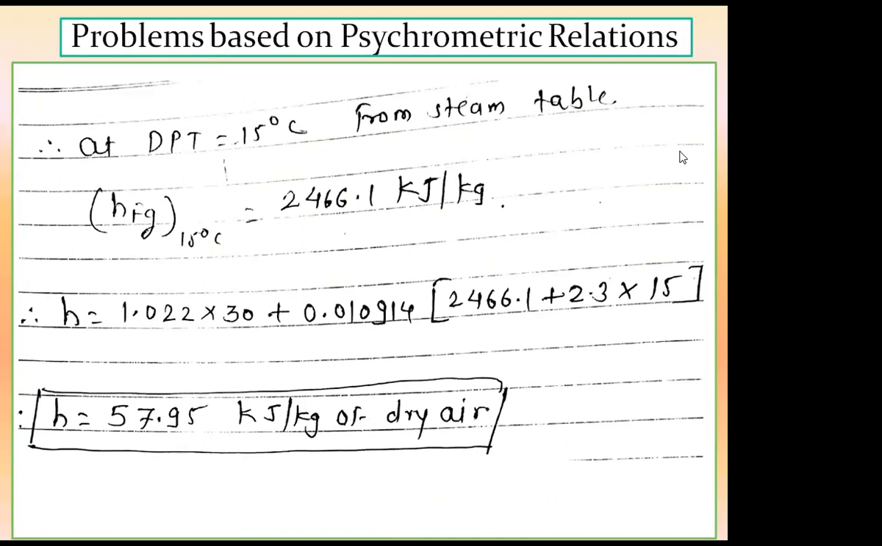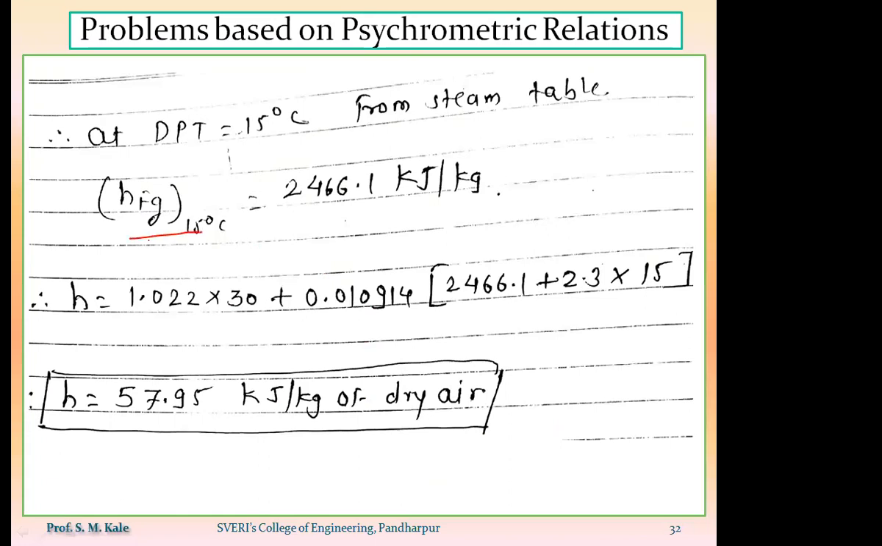So from steam table, I will get the value of HFG of DP, that is nothing but 2466.1 kilojoule per kg. Put that value of HFG of DP. So rest of all the things you are knowing. H is equal to 1.022 TD, where TD is 30 degree centigrade, plus small w, in terms of kg per kg of dry air, times the bracket HFG of DP plus 2.3 TDP. So here I will get the value of H.